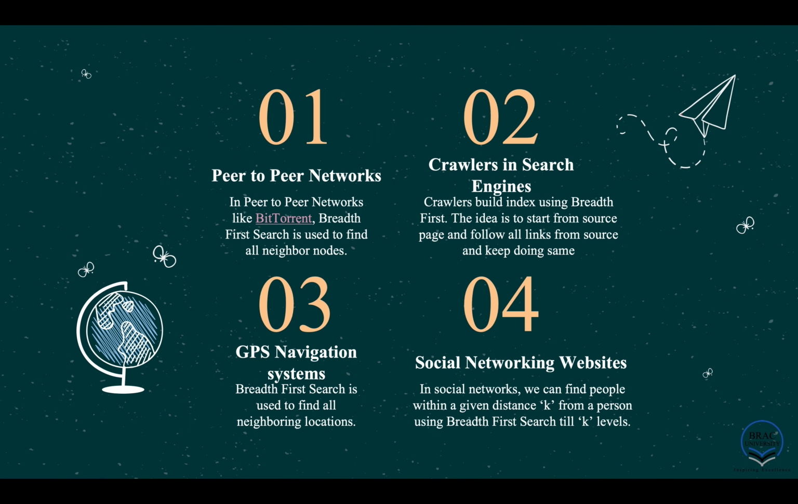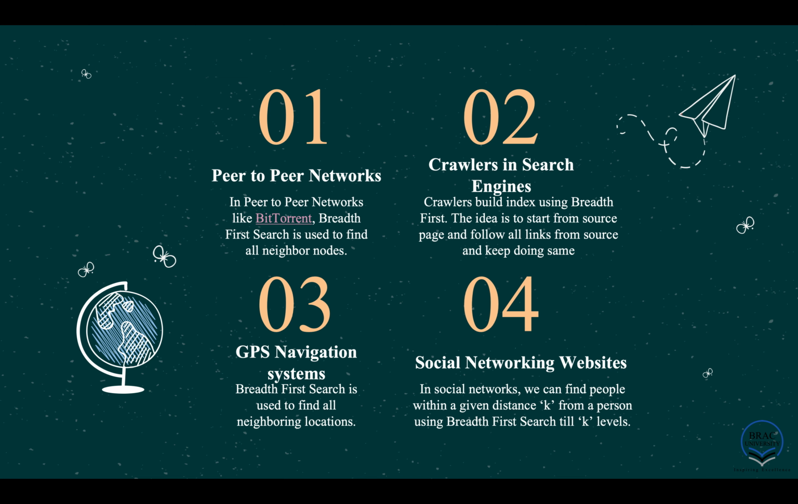So where can we apply BFS? There are multiple places we can apply BFS. Let's talk about some of them. First is peer-to-peer network. In peer-to-peer networks like BitTorrent, breadth-first search is used to find all neighbor nodes. Number 2, crawlers in search engines. Crawlers build an index using breadth-first search. The idea is to start from a source page and follow all the links from the source, and keep doing the same. Number 3 is GPS navigation systems. Breadth-first search is used to find all the neighboring locations.